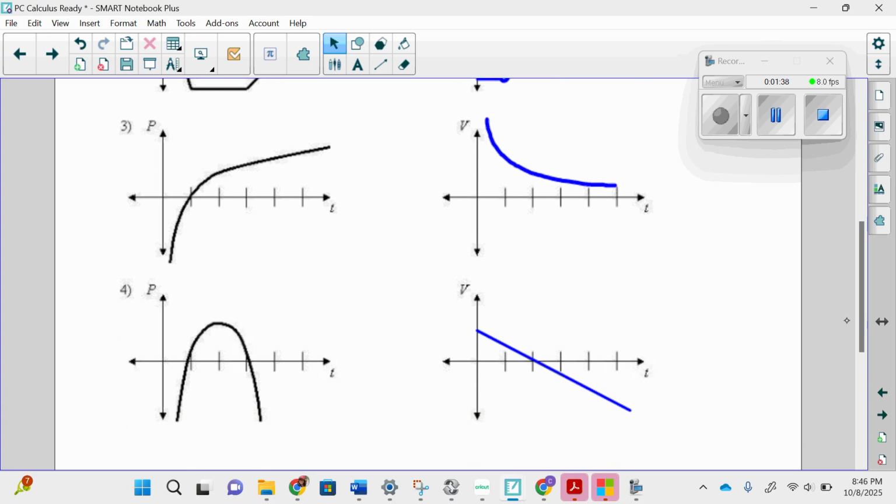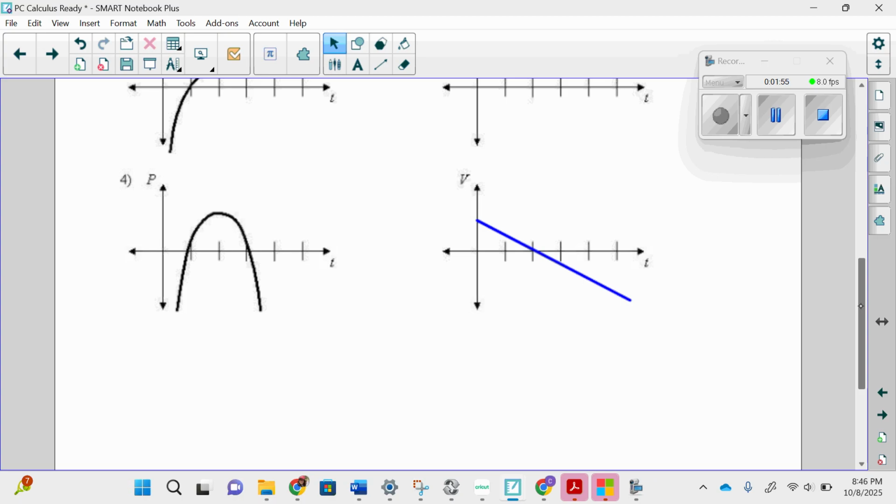Number three, take a look at that. So the slope is positive the entire time. It starts out with a very steep, very large positive rate of change and slowly gets closer to 0.